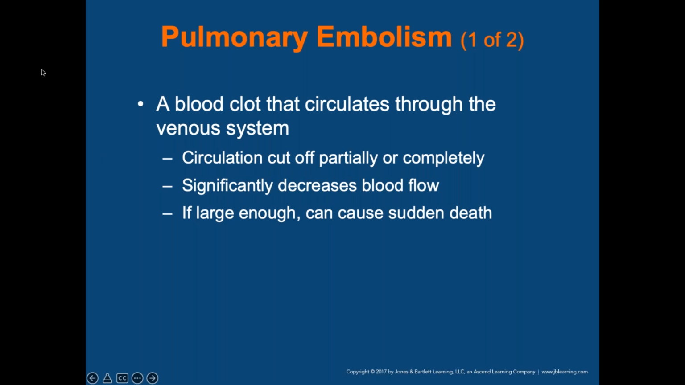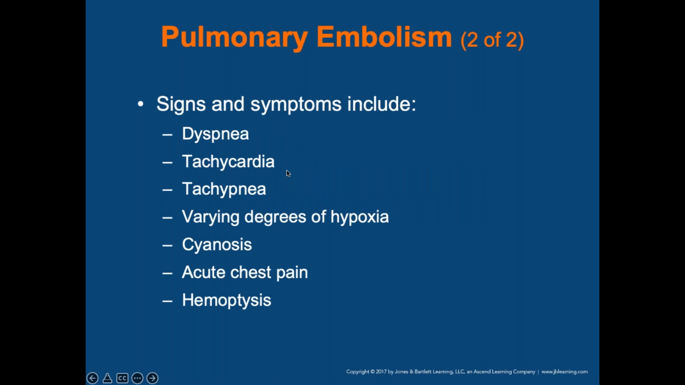Okay. Yeah, I was saying something about connectivity issues on my end. All right. So a pulmonary embolus. Signs and symptoms include dyspnea, tachycardia, tachypnea. So shortness of breath, rapid heart rate, along with rapid respirations. Varying degrees of hypoxia, cyanosis, acute chest pain, and hemoptysis, which would be like coughing up blood. With a large enough embolus, there can be complete obstruction of the output of blood from the right side of the heart.